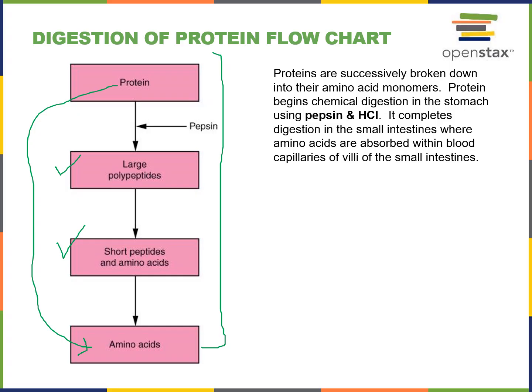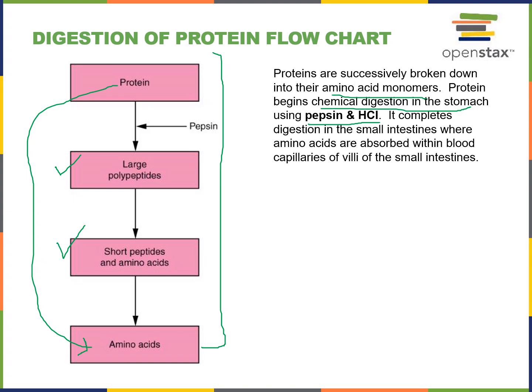Okay, now proteins are successively broken down into their amino acid monomers. The chemical digestion of protein begins in the stomach, so not the mouth, using pepsin and hydrochloric acid. So I think we all know that the stomach is a very acidic environment. So this is an example of how the pH changes as we go through the digestive tract. Now pepsin works just fine as an enzyme in an acidic environment. Will pepsin work in the mouth? No, because the pH is totally different in the mouth.